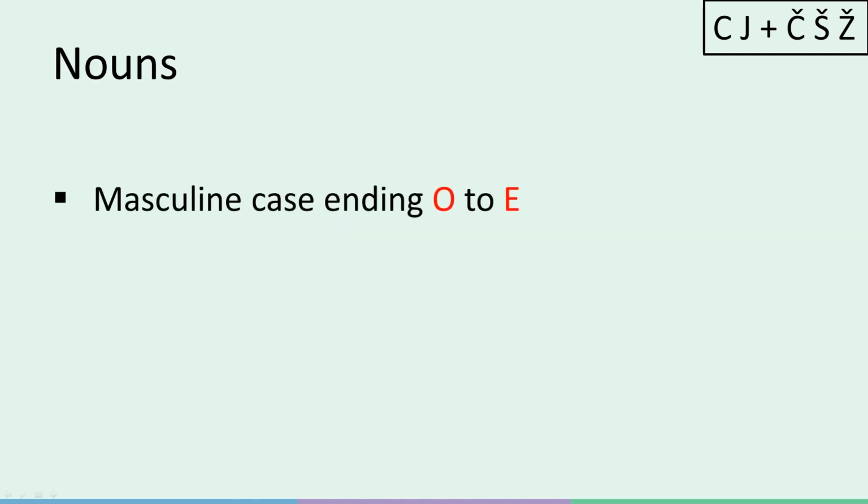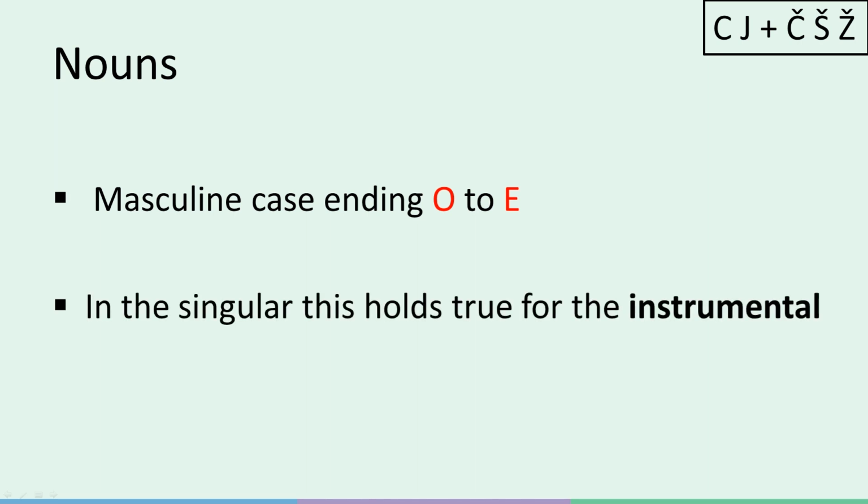In masculine case endings, O changes to E. Cases are different forms of the same noun expressed by different endings. Whenever a masculine noun gets an O in the case ending and that noun ends in CJ or ch, the O changes to E. Since as a beginner you'll cover the singular case endings before the dual and plural ones, it's worth mentioning that in the singular, this applies to the instrumental or sixth case.